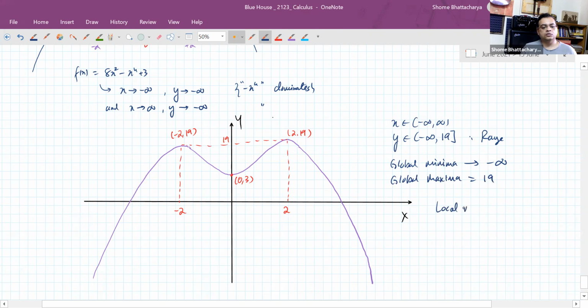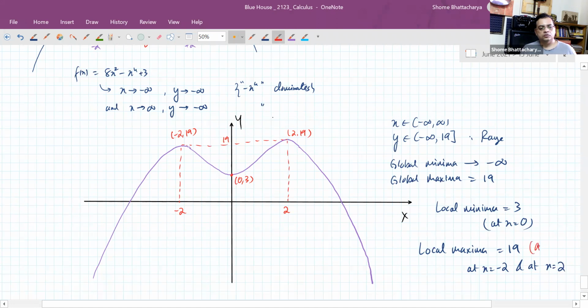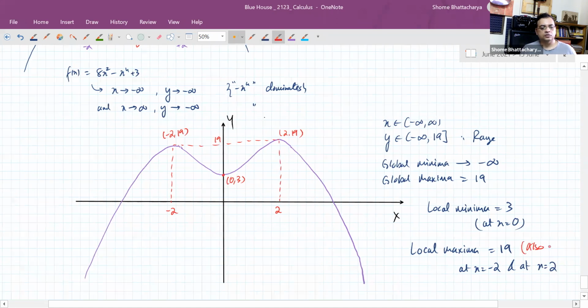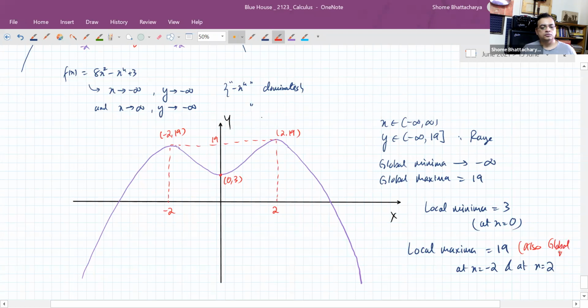The local minima equals 3 at the point x equal to 0. And the local maxima is equal to 19 at both points, x equal to -2 and again at x equal to 2. And this is also the global maximum. So this is the full analysis of the function, as you can see. Okay.